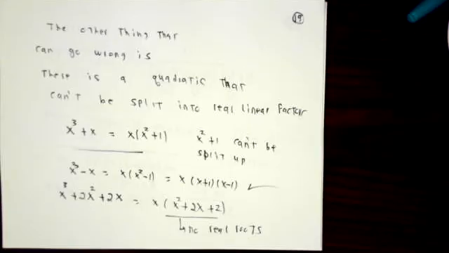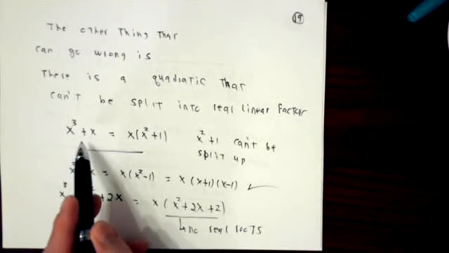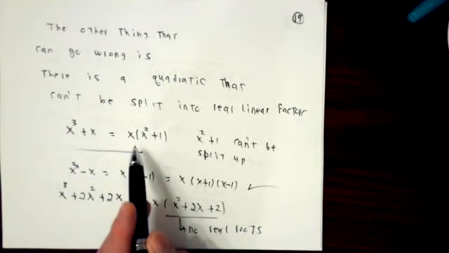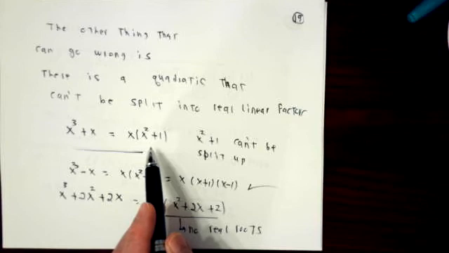There's one other thing that can go wrong with this. It's possible that you could have a quadratic factor that doesn't have any real roots. What that means is there's no way to write that as x minus a real number times x minus another real number, because if you could, it would have two real roots. So for example, x cubed plus x is x times x squared plus 1.